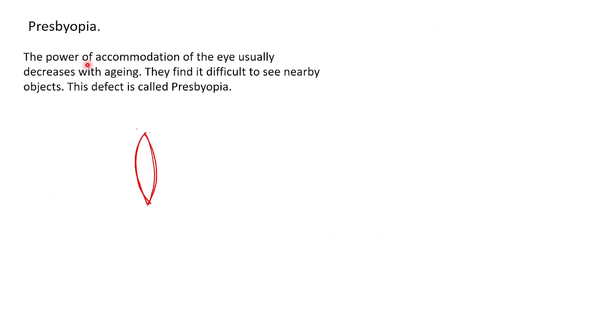So for the aged person, the power of accommodation of the eye decreases with the aging. The flexibility of the eye lens is lost. They find it very difficult to see nearby objects as well as the far objects. Normally, that word is not given in textbook, but you may write it. You may include that. They find it difficult to see nearby objects and normally the far objects.